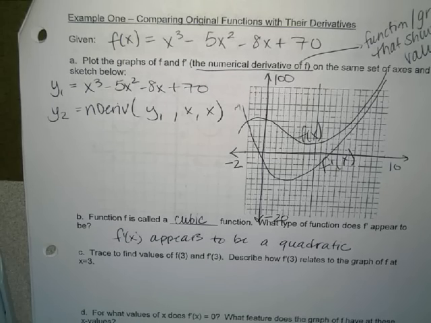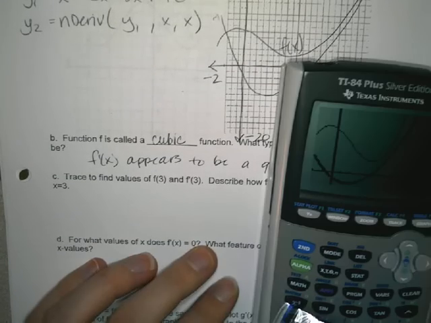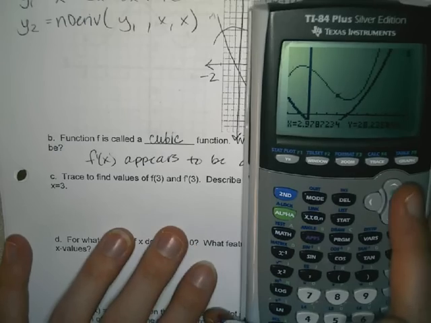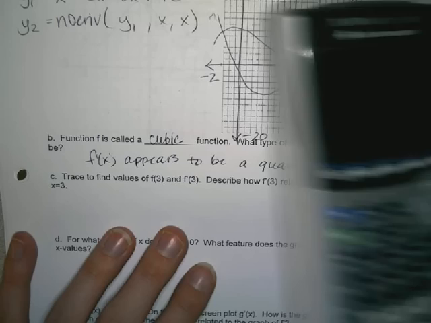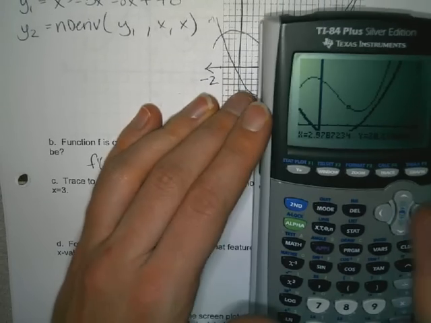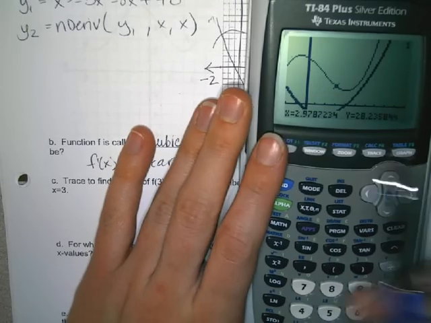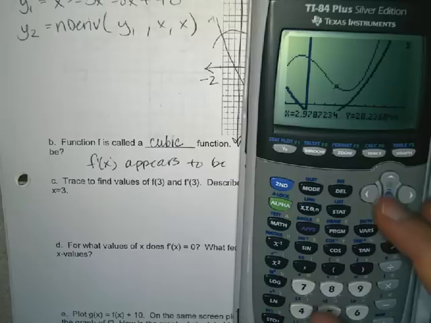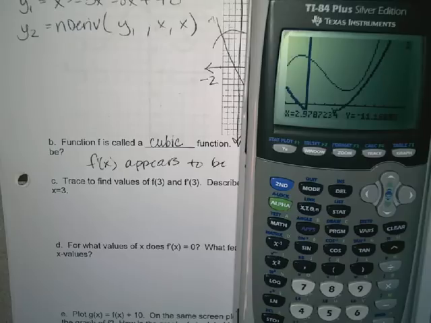Okay, we're going to trace to find values of f of 3 and f prime of 3. Alright, so I'm going to hit trace. I'm going to go to where x is 3, or almost 3. Now, by scrolling over to 3, I'm on function f of x. You can see that function f of x, almost at 3, has a y value around 28. It's positive. And then if I hit the down arrow, it's going to jump down to the f prime. You can see it's the same x value, but now my derivative value is negative.